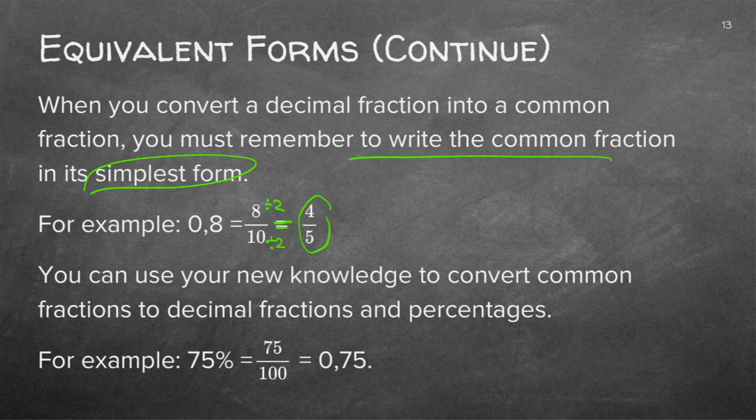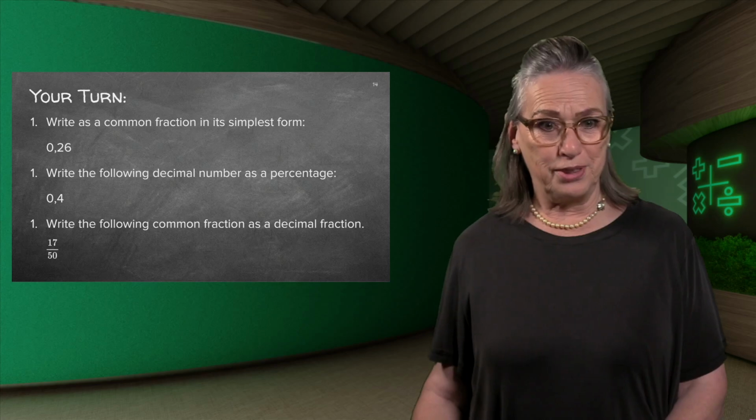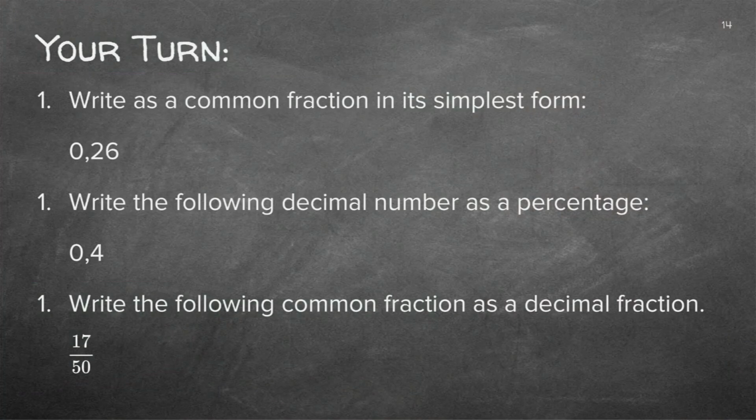Okay. Now you can use your new knowledge to convert common fractions to decimal fractions and to percentages. So, for example, 75% is 75 over 100. And this then equals 0, remember our two places, 0,75. Isn't it lovely to work and play with numbers like this? Right, now it's your turn. Okay. Pause, do it, and I'll see you on the other side.